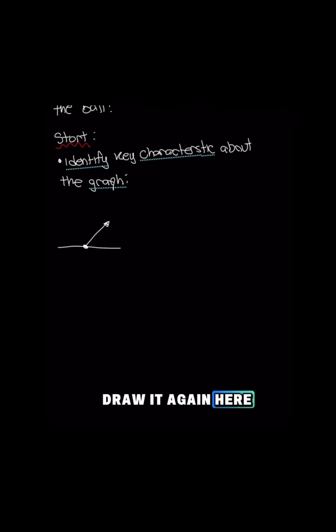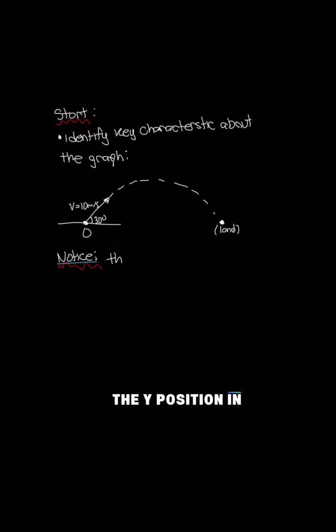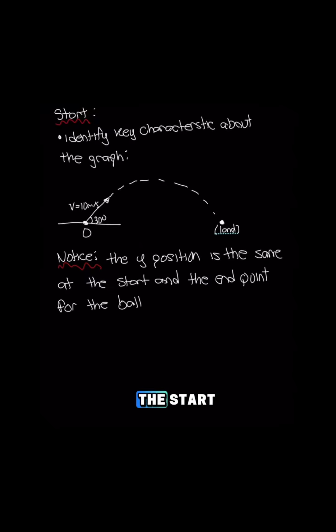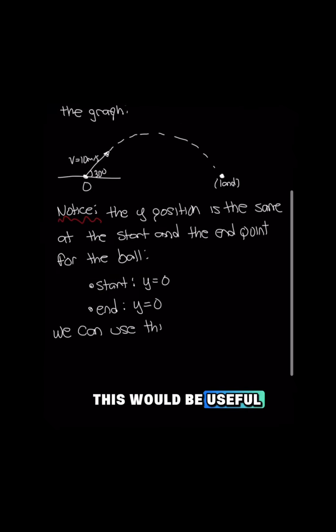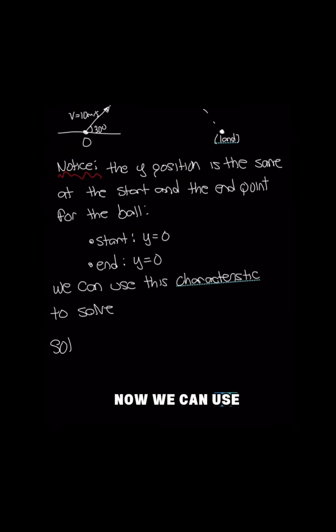So if we draw it again here, I want you to notice something about the landing and the origin. You should notice that the Y position in these two spots are the same. At the start, the Y position is equal to 0, and at the end, the Y position is equal to 0. This would be useful to calculate the total time of flight. Now we can use this concept to solve.